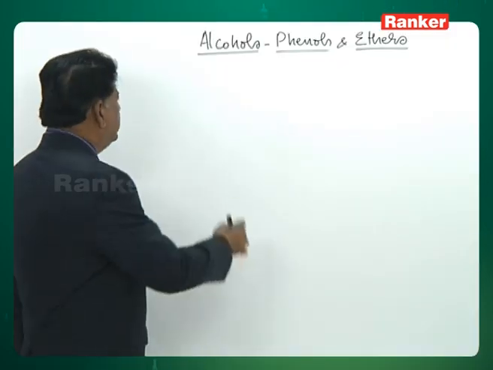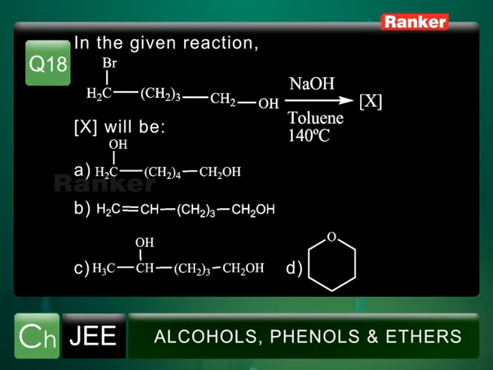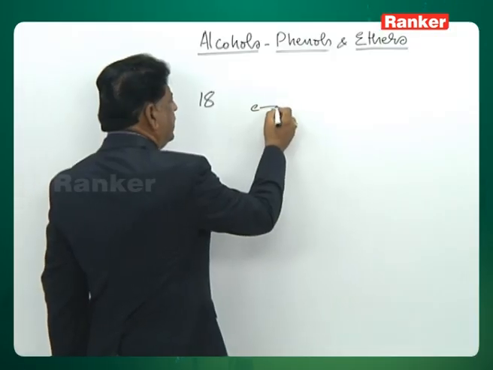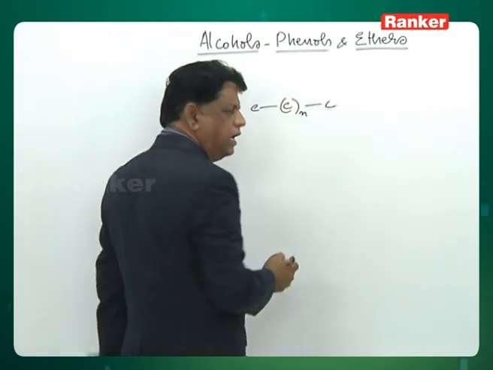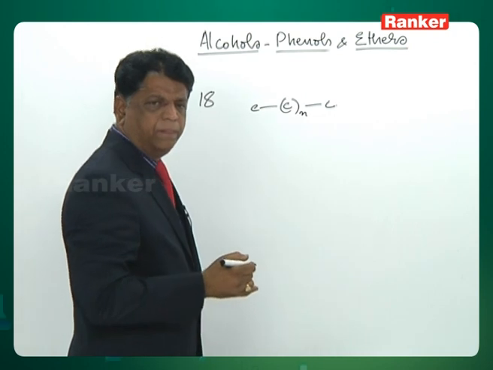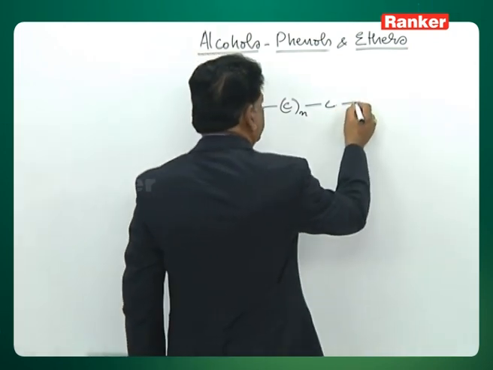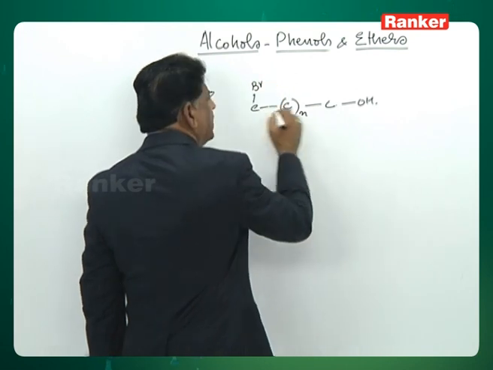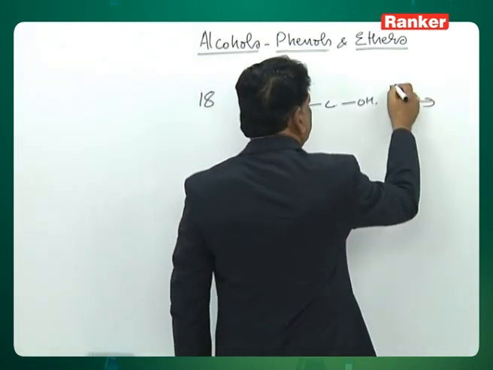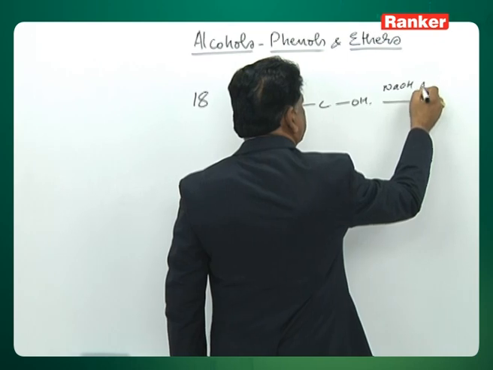The next question, that is the 18th question. In the given reaction, there is a carbon with a certain number of carbons followed by one more carbon, and then we have a hydroxy group. Here there is a bromine. The compound is treated with aqueous sodium hydroxide.